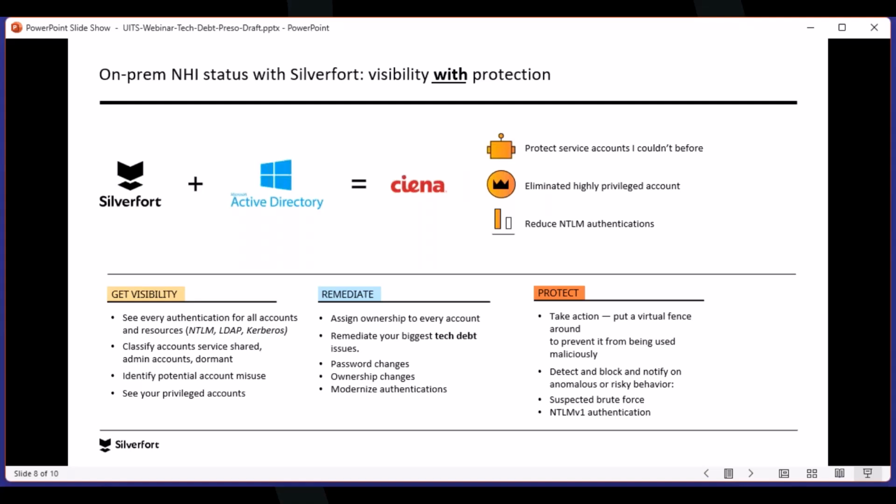So further to that point, in an ITDR perspective, you can detect and block or just notify on anomalous or risky behavior, right? So over time, having visibility into every Active Directory authentication that happens for every account, you're going to see patterns emerge, right?